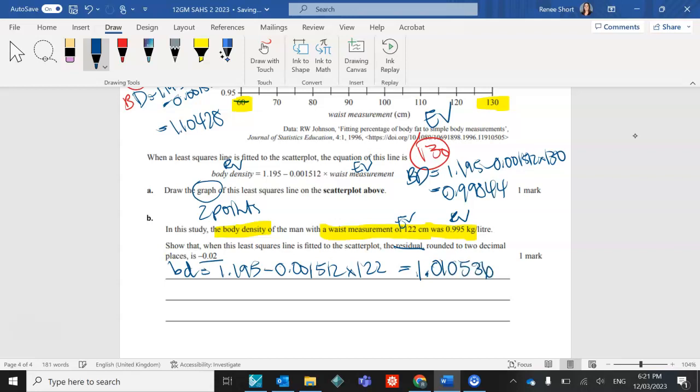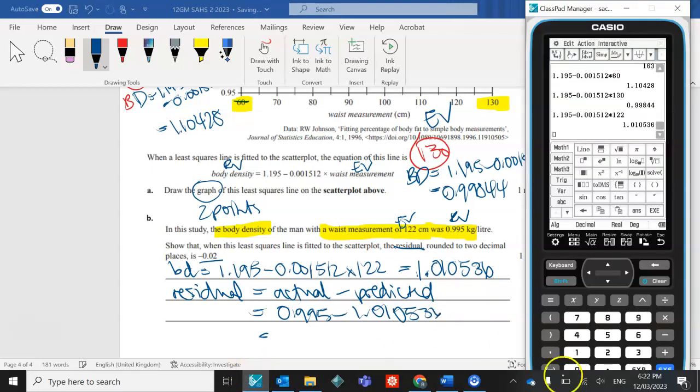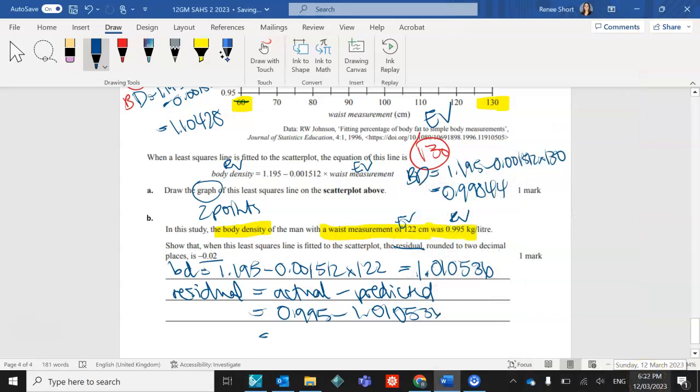That's my predicted value. To find the residual, I have to do actual minus predicted. You wouldn't have to write that part down. You could just go straight to substituting. So we would do 0.995 minus 1.010536. And again, if I do this in my calculator just to confirm, that minus my previous answer, I get negative 0.0155, which does round to be negative 0.02.